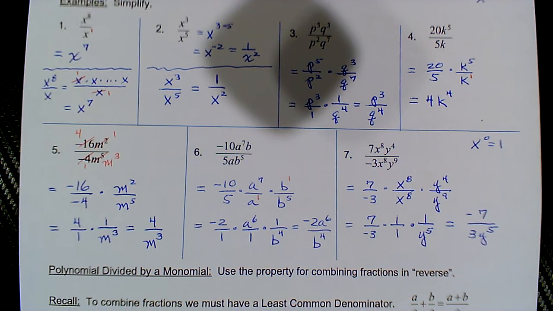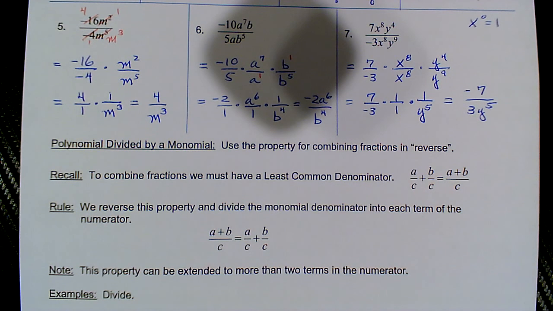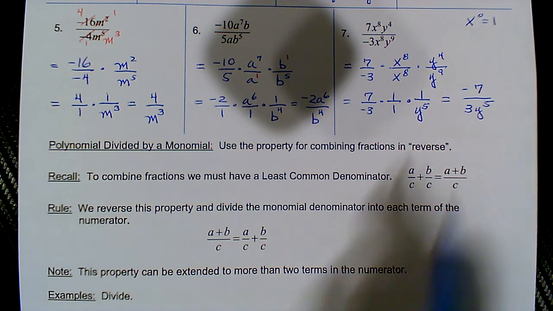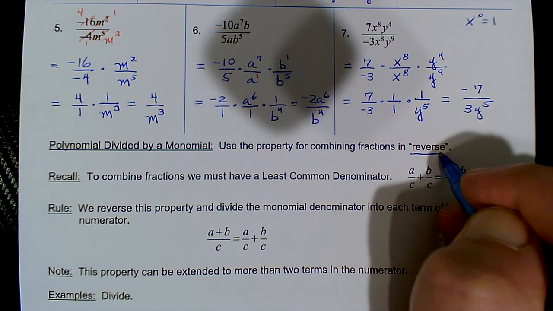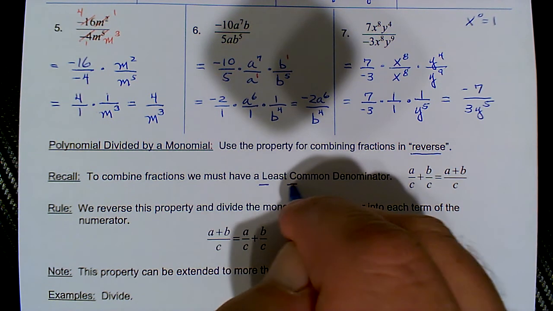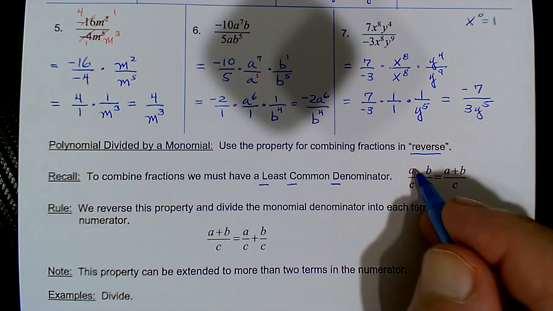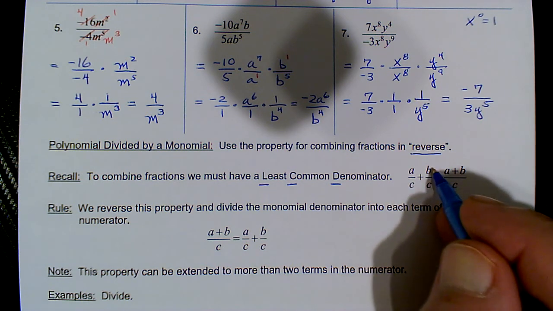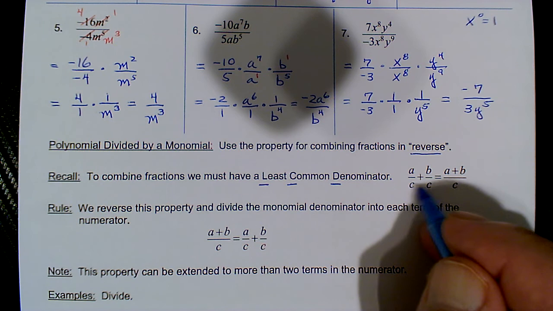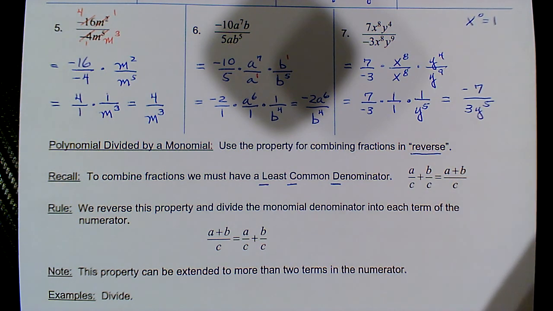So that's dividing a monomial by a monomial. Basically use the laws of exponents. But if we have a polynomial divided by a monomial, we use the property of combining fractions in reverse. That is, to combine fractions, we need a least common denominator. Often we say LCD. And so in general, if we have, for example, a over c plus b over c, we have that least common denominator. You keep it and you combine the numerators, a plus b. We're basically going to reverse this process.